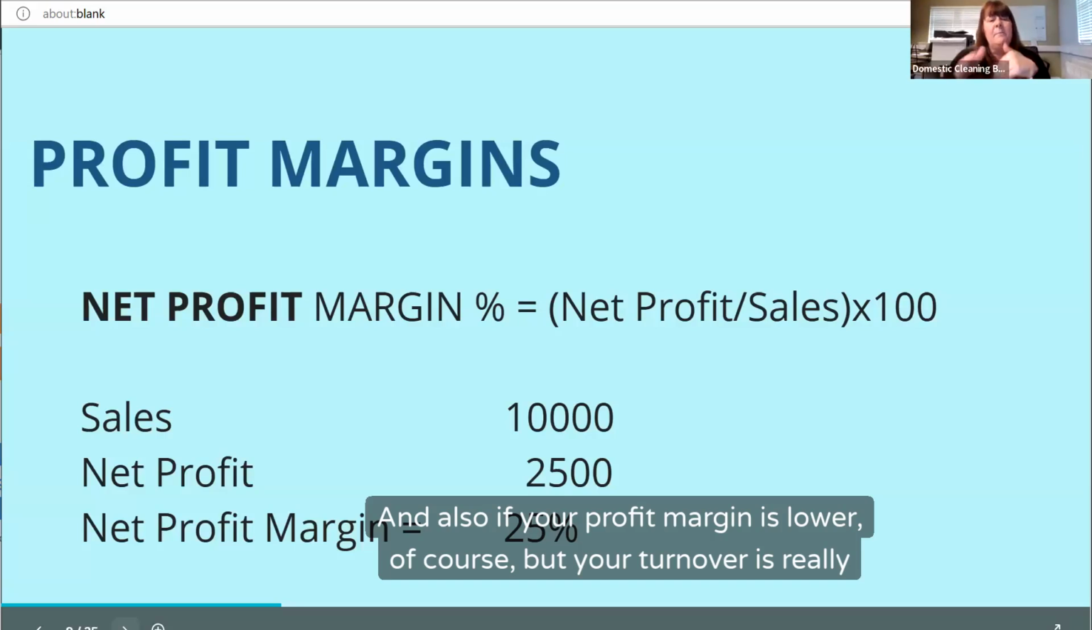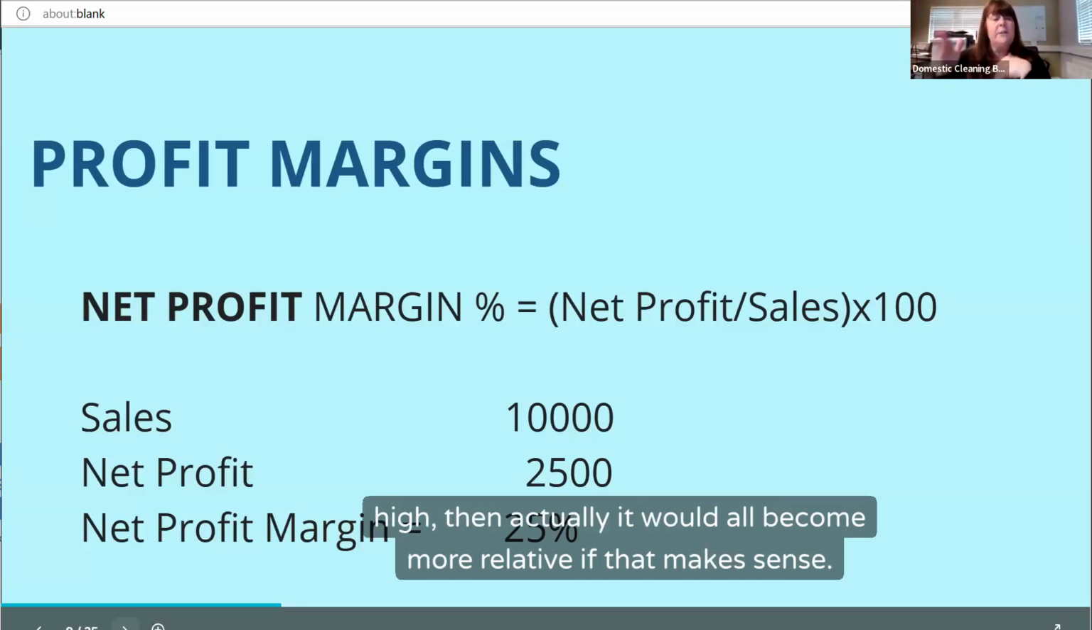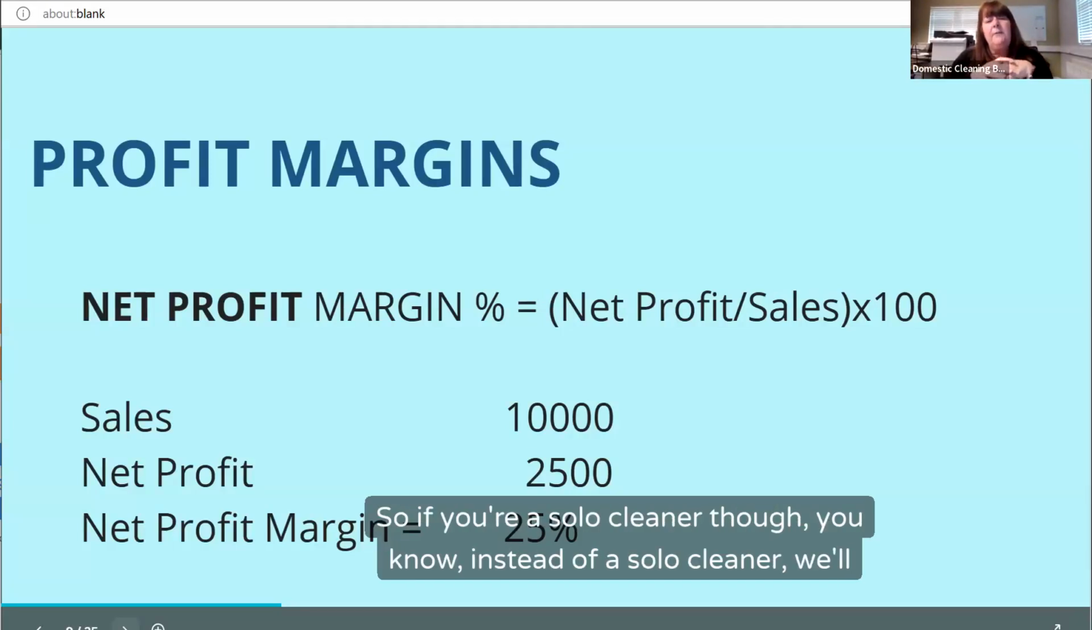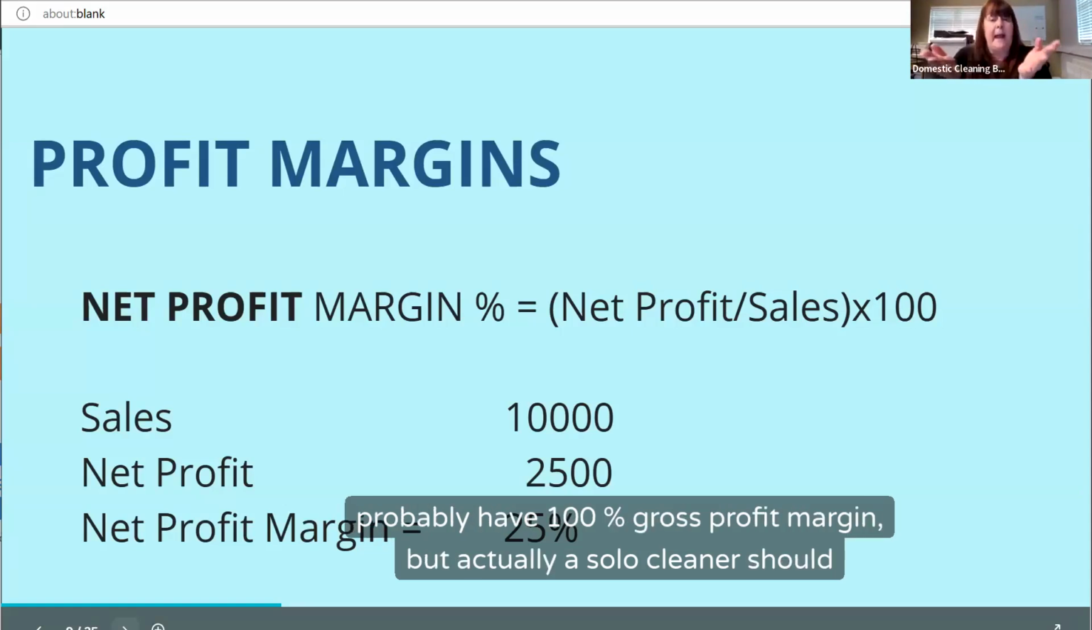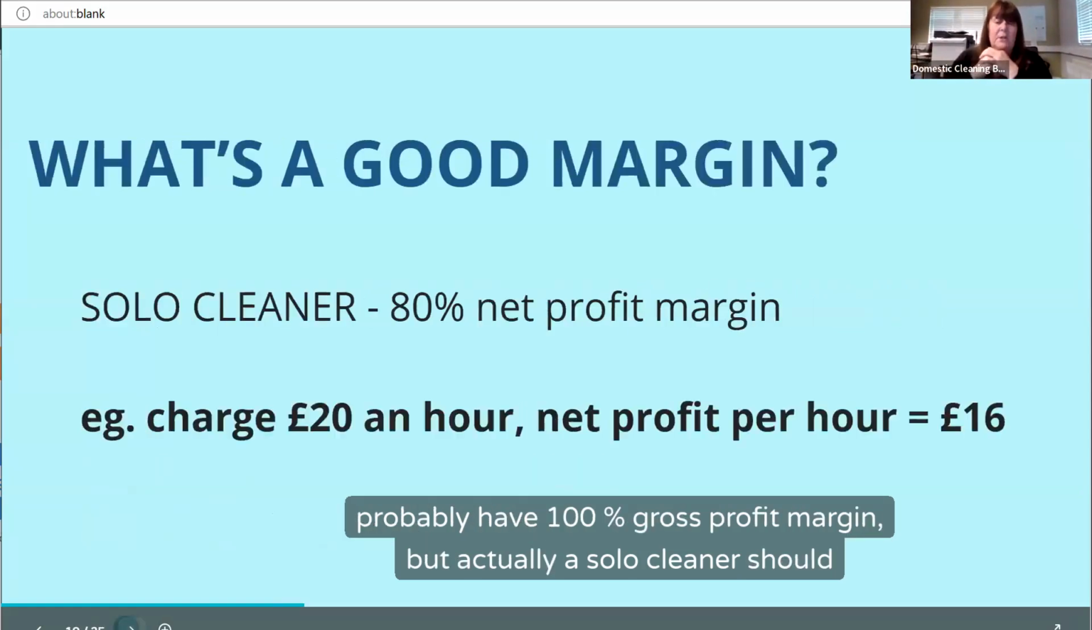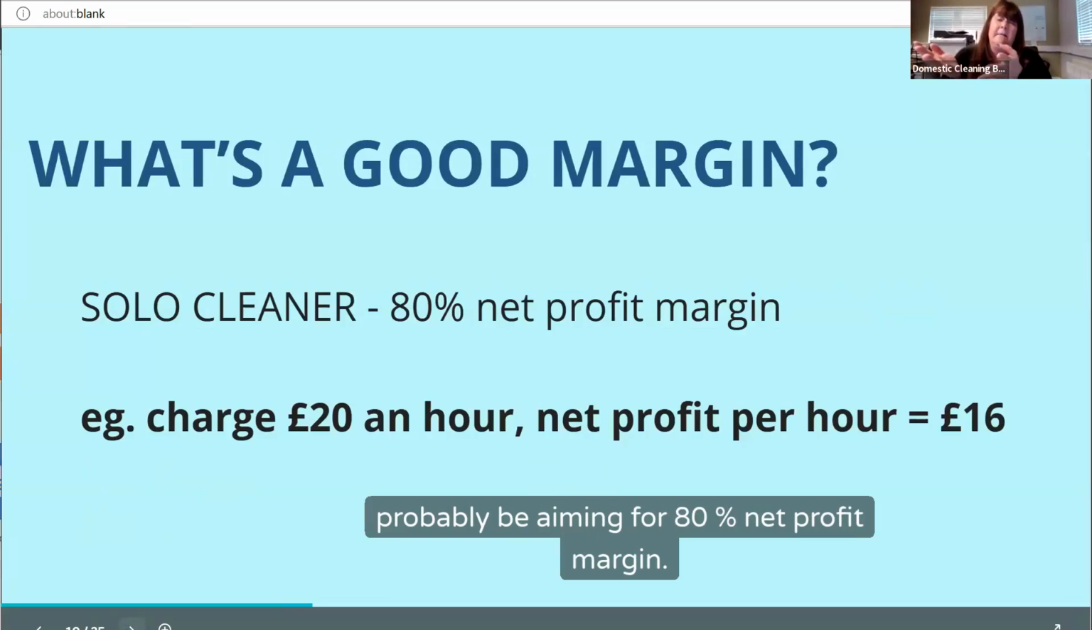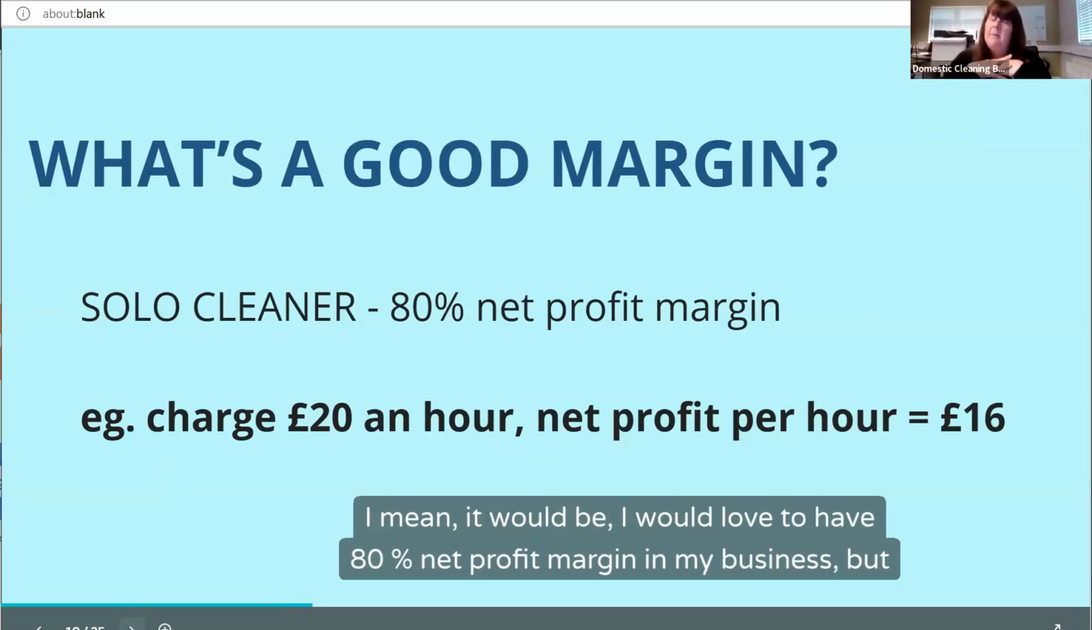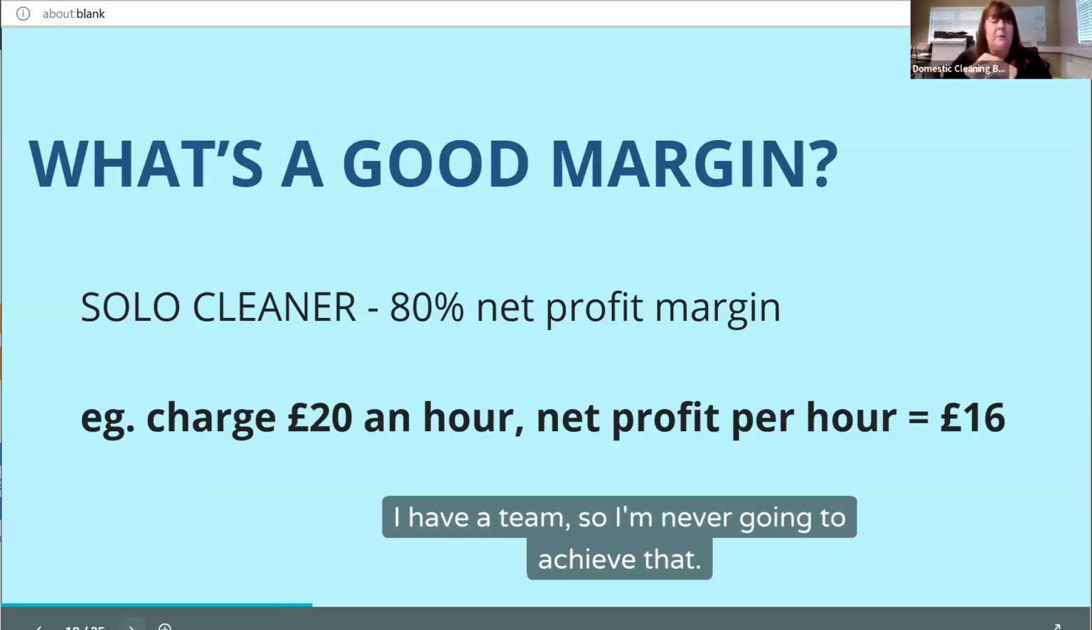And also, if your profit margin is lower, of course, but your turnover is really high, then it would all become more relative, if that makes sense. So if you're a solo cleaner, a solo cleaner would probably have 100% gross profit margin, but actually a solo cleaner should probably be aiming for 80% net profit margin. I would love to have 80% net profit margin in my business, but I have a team, so I'm never going to achieve that.